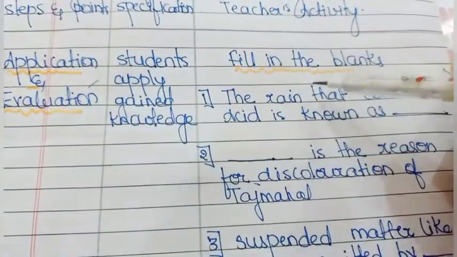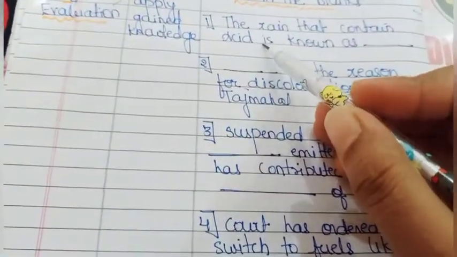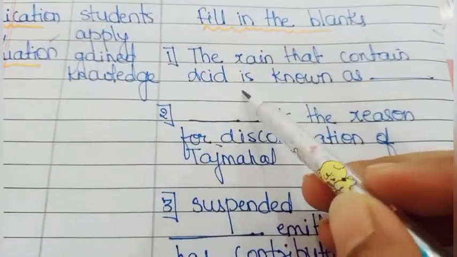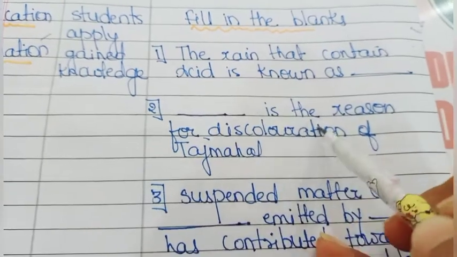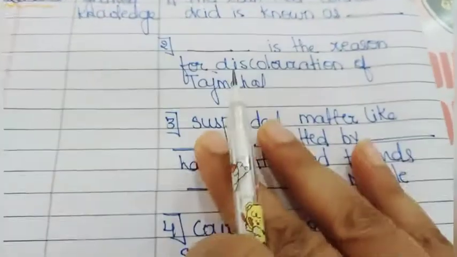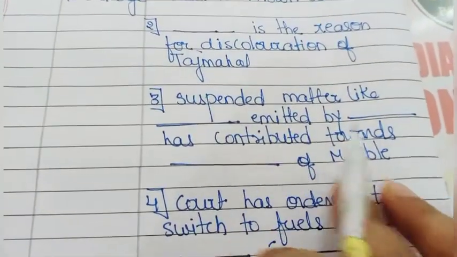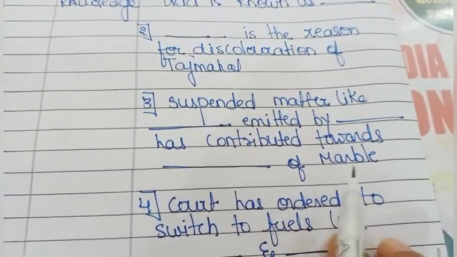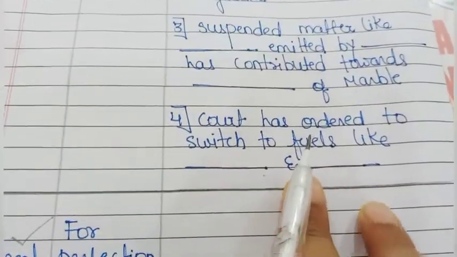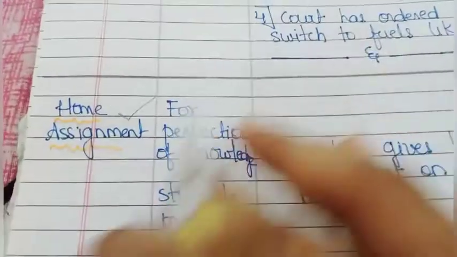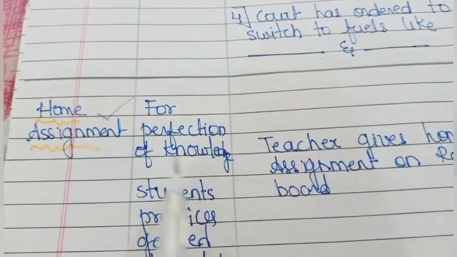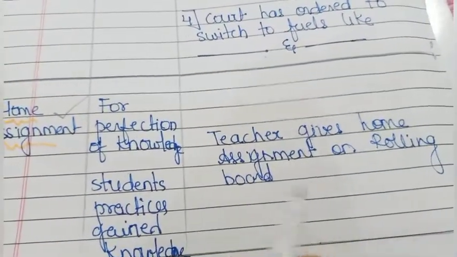Now this is the last page, application and evaluation. For that we have to give fill in the blanks. Here I have added 4 fill in the blanks. The rain that contains acid is known as dash. Dash is the reason for discoloration of Taj Mahal. Suspended matter like dash emitted by dash has contributed to a dash of marble. Court has ordered to switch to fuels like dash and dash. Here is the home assignment. For perfection of their knowledge, the teacher has to give a home assignment on a rolling board.